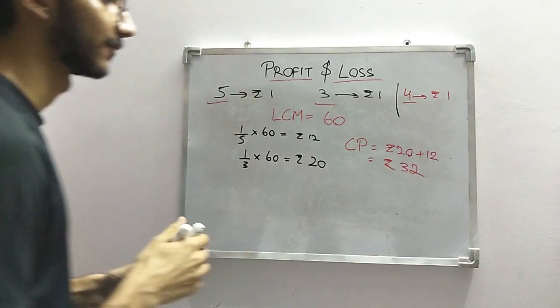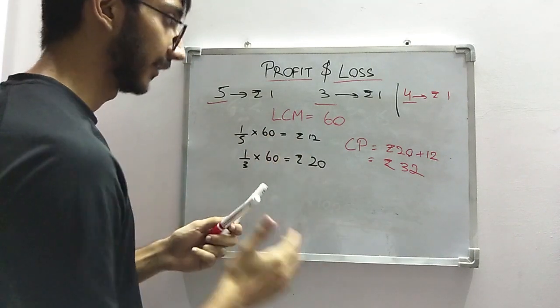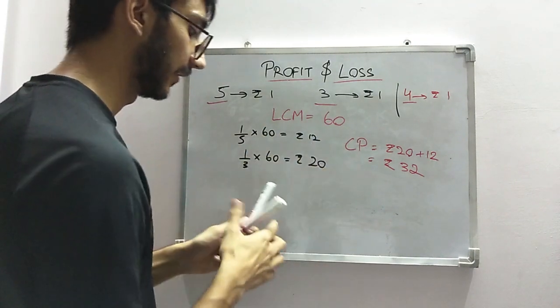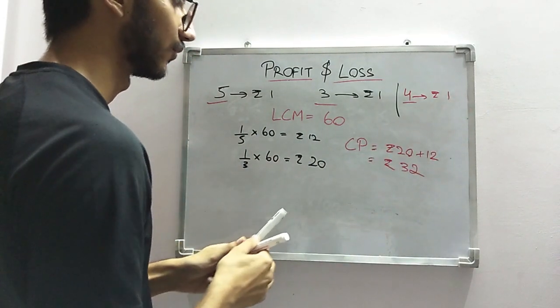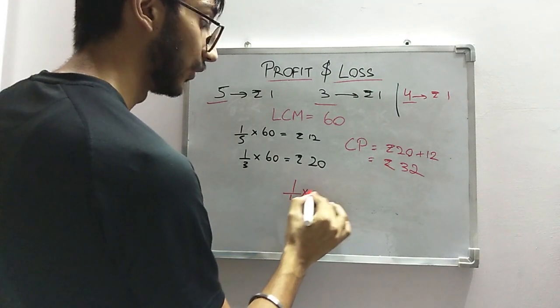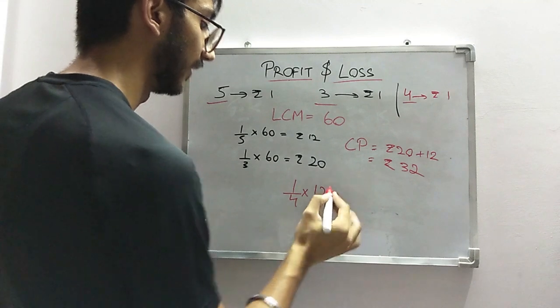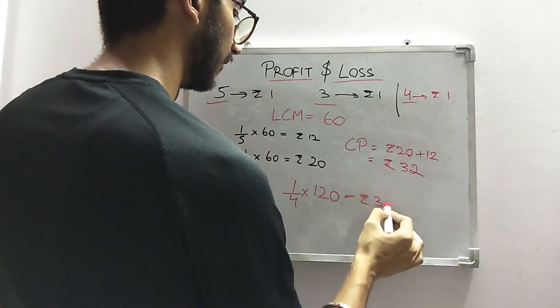Right, this is my cost price. Now I have 60 of these and 60 of these, and I sold all of this, that is 120, at the cost of 4 for rupees 1. So I sold at 1 by 4 into 120. So that comes out to be 30.